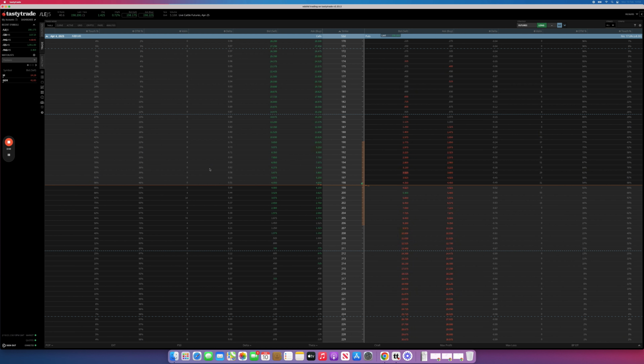And here, very quickly, I'm going to explain what's going on. We've got calls on the left, puts on the right. We can see where the price currently is with this horizontal orange bar, and we can see where price is with respect to the strikes that go down the middle.